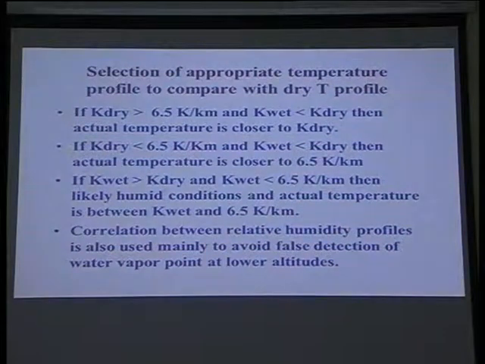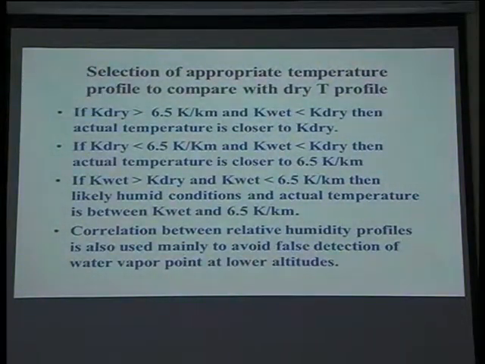Then I set some selection rules. If K dry is greater than 6.5 Kelvin per kilometer and K wet is less than K dry, then the actual temperature profile is closer to K dry, that is, the atmosphere is typically dry. If K dry is less than 6.5 Kelvin per kilometer and K wet is less than K dry, then the actual temperature is closer to 6.5 Kelvin per kilometer, at least in the dry part of the troposphere. If K wet is greater than K dry and K wet is less than 6.5 Kelvin per kilometer, then likely humid conditions and the actual temperature is between K wet and 6.5 Kelvin per kilometer.